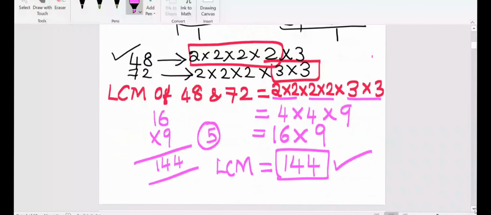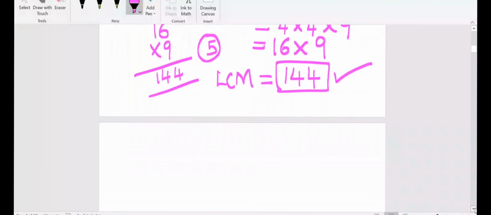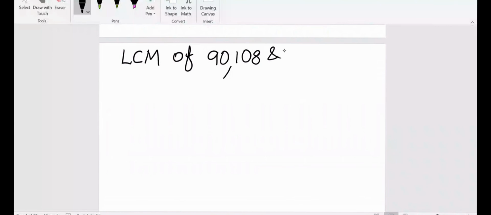So now we have seen LCM of two numbers. Now I'll proceed to find out LCM of three numbers. The next question I'm going to write here is to find out LCM of three numbers, that is 90, 108 and 144. And which method are we following now? Prime factorization method. Okay, so what is the first step?